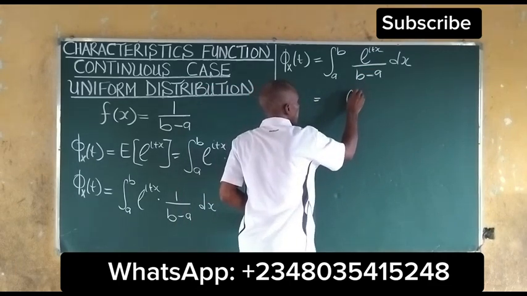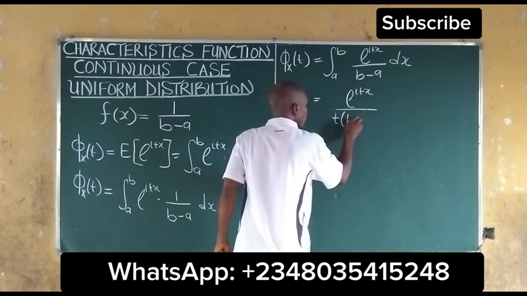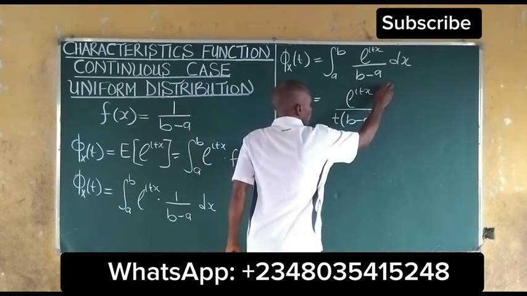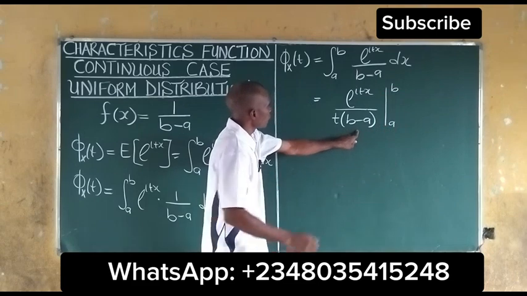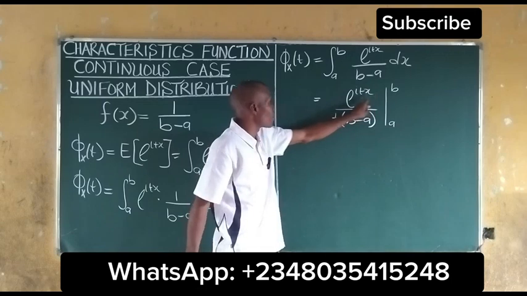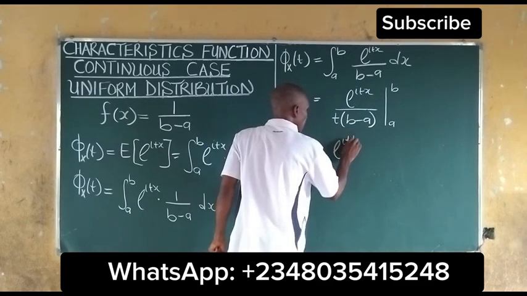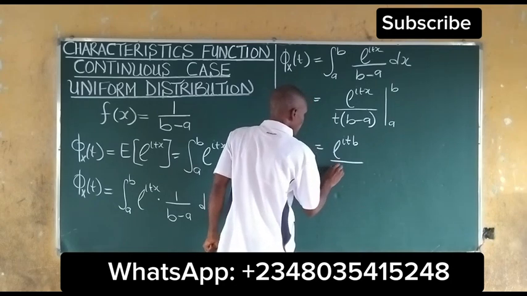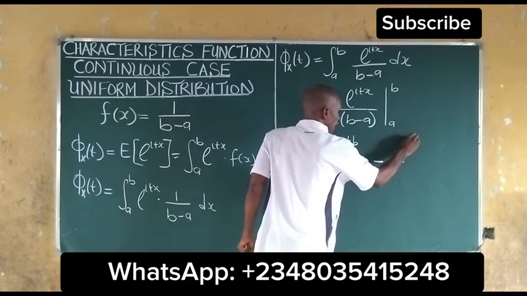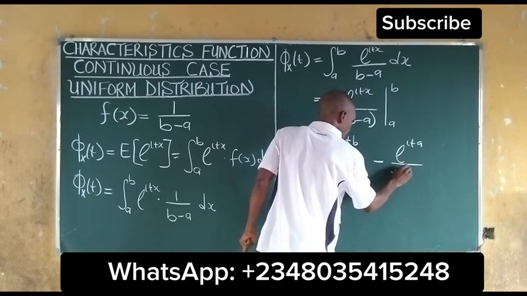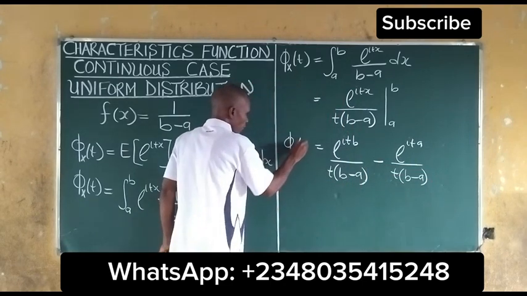We have e to the power itx all over it into b minus a. Then we also keep our interval a, b. So if we substitute the value for b into x, we get something like this: e to the power itb all over it into b minus a, minus e to the power ita all over it into b minus a. So this is what we get as our characteristic function.